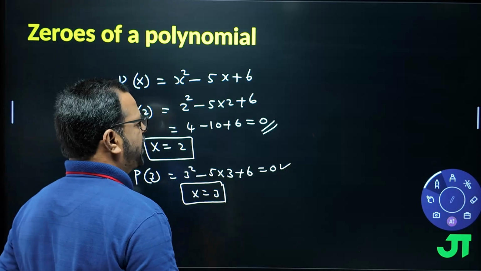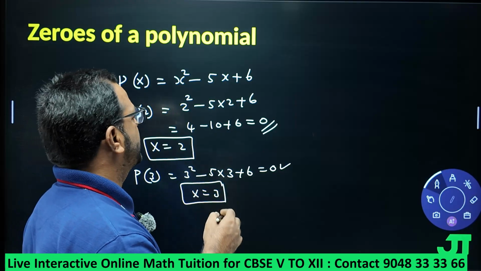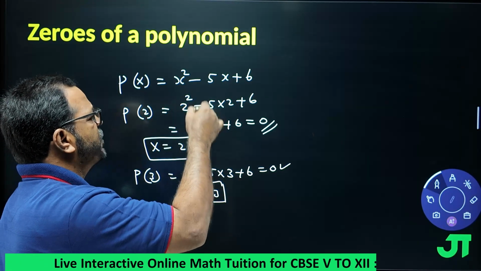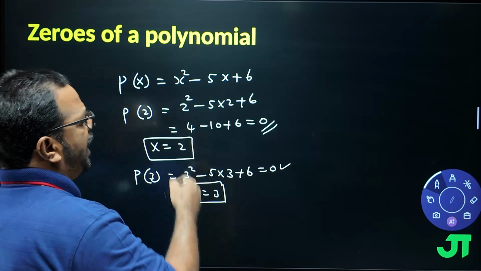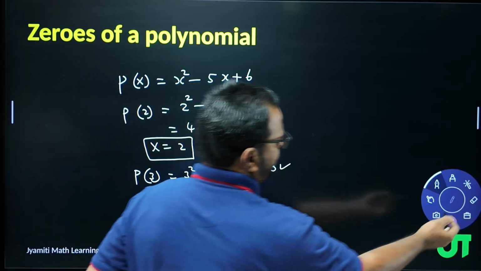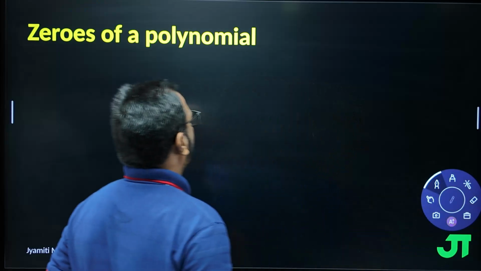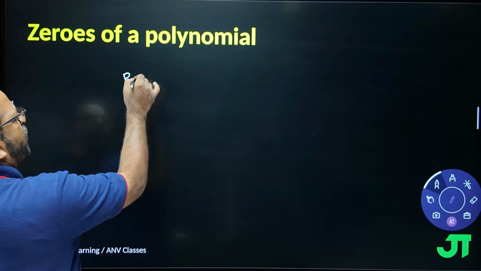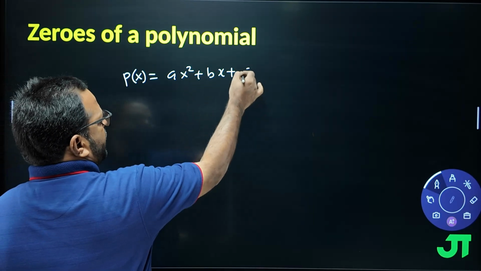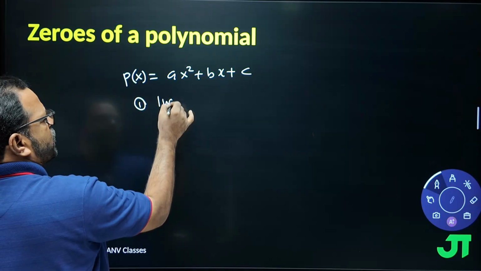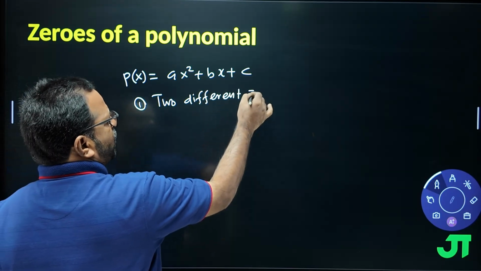A second degree polynomial has maximum 2 zeros. So what is a zero? Zero means the value of the variable for which the value of the polynomial becomes 0. How can we identify whether a polynomial has 2 zeros or a single zero or no zero? That is, a polynomial p of x equal to ax square plus bx plus c. Case 1: 2 different zeros.